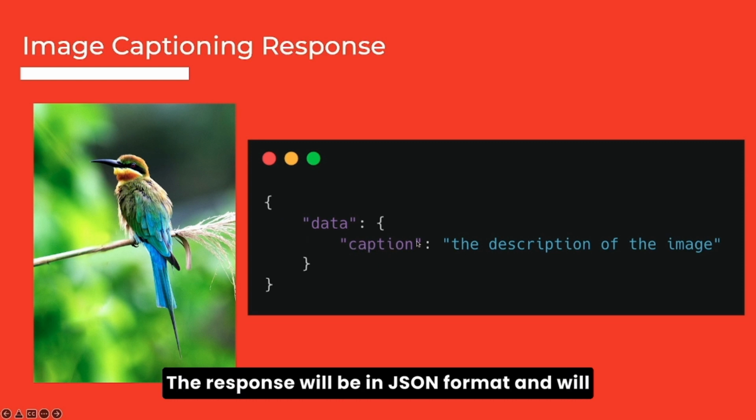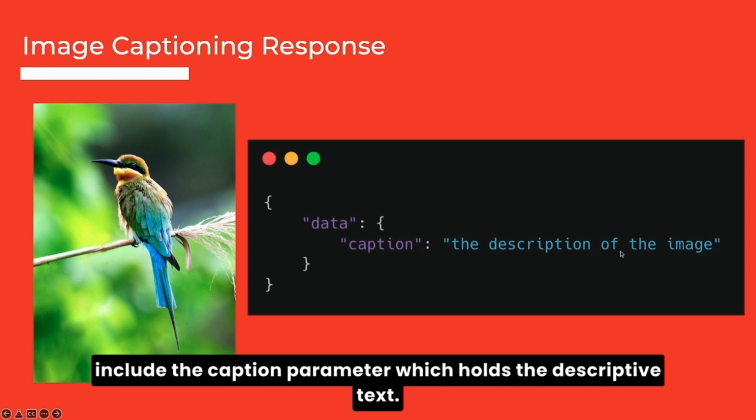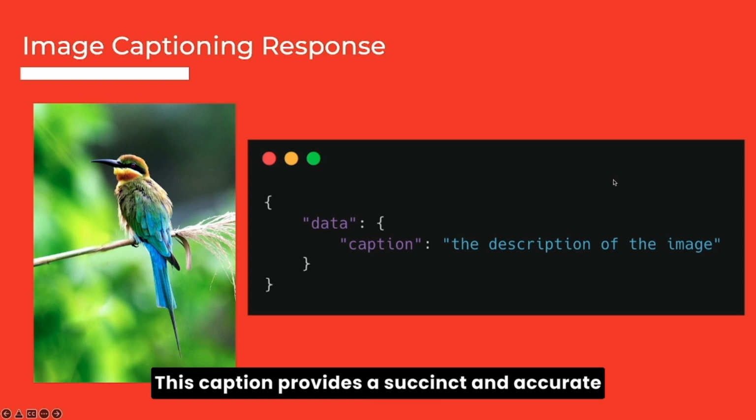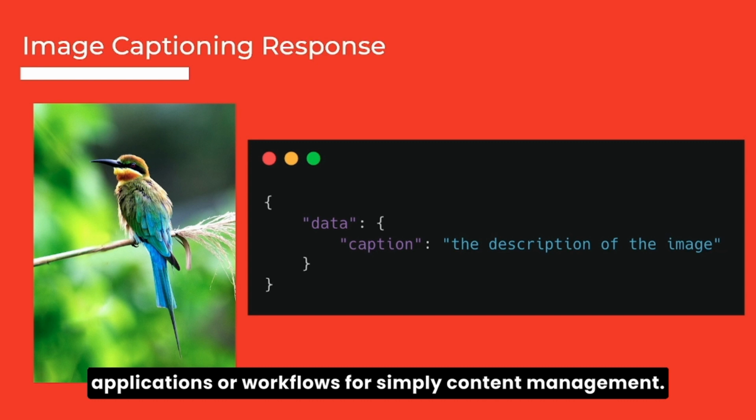The response will be in JSON format and will include the caption parameter, which holds the descriptive text. This caption provides a succinct and accurate description of the content within your image. The response can be directly integrated into your applications or workflows for seamless content management.